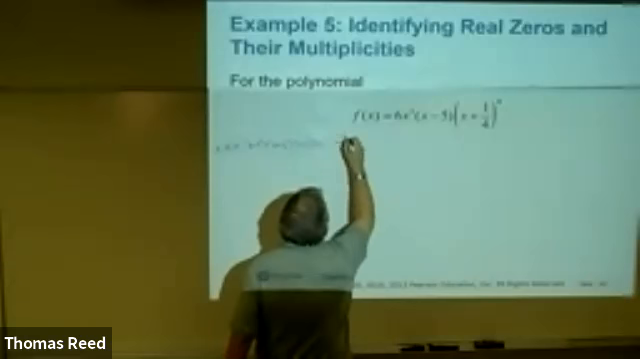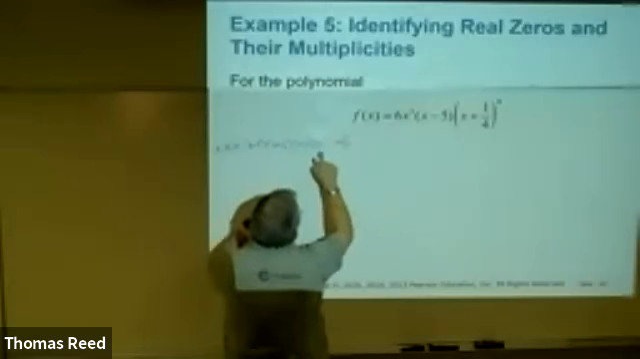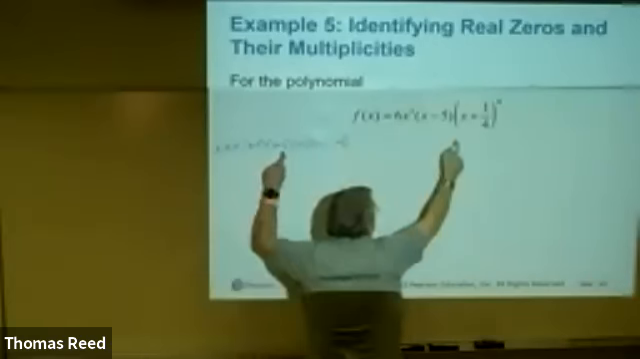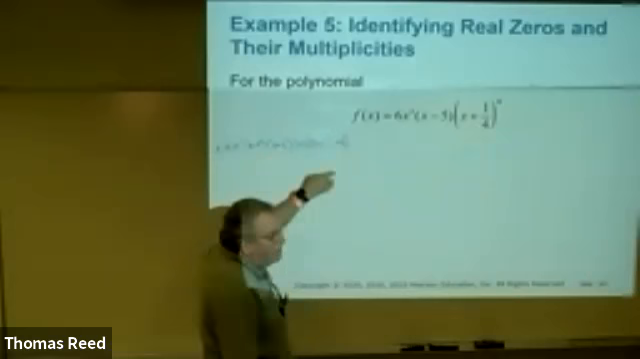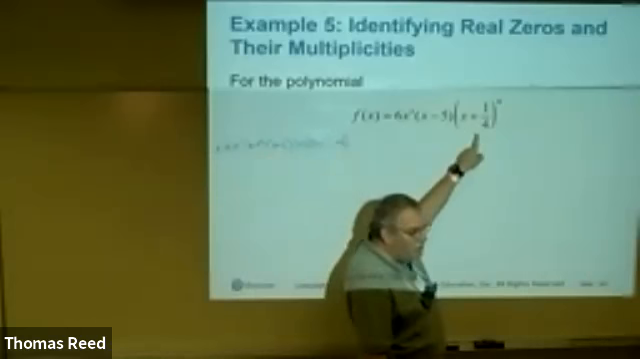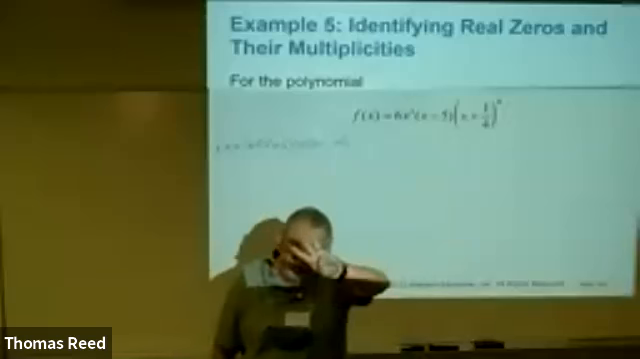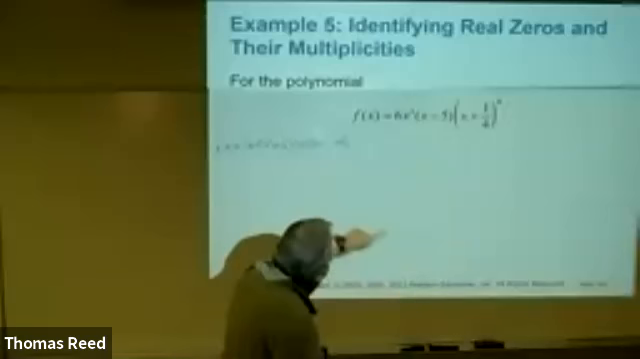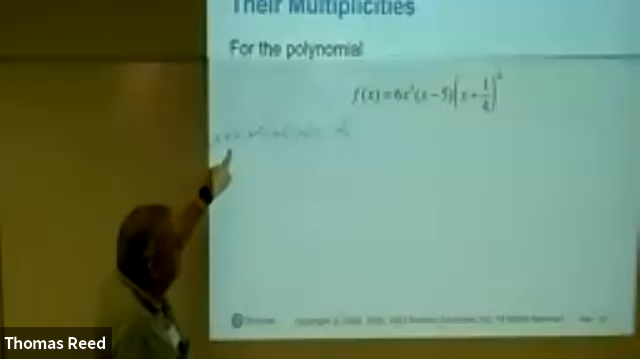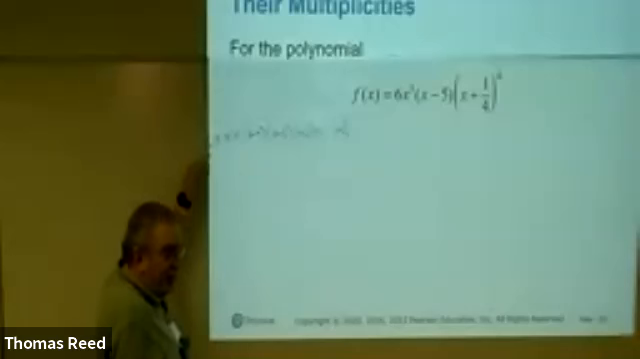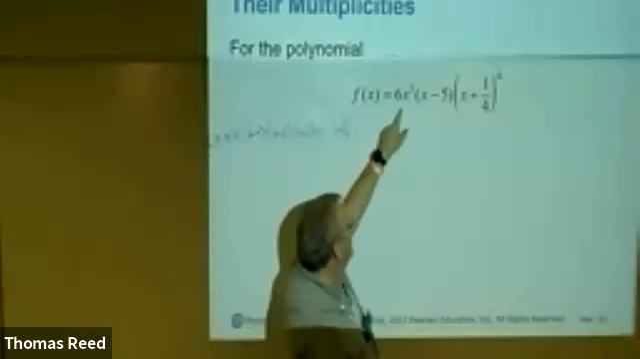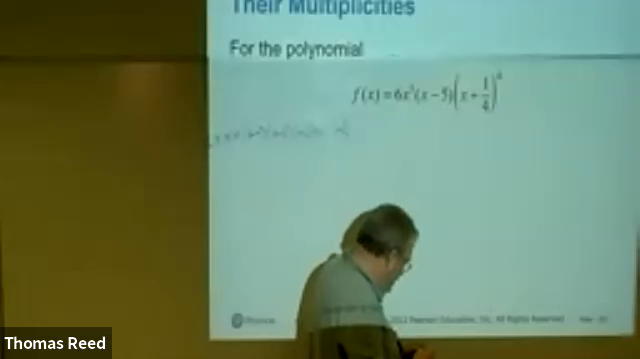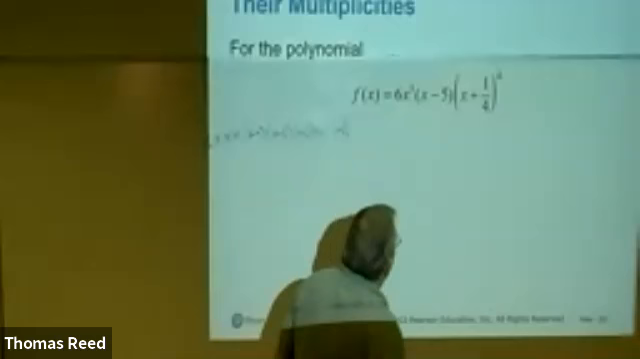X plus 1/4. So I have 1, 2, 3, 4 of these factors. So that means -1/4, which makes this 0, shows up 4 times as a 0. So it has a multiplicity of 4. Where 5 has a multiplicity of 1 and 0 has a multiplicity of 3. Please notice there's only one 6 out here because only the 3 is being multiplied, as the x is only being raised to the third power, not the 6 as well.